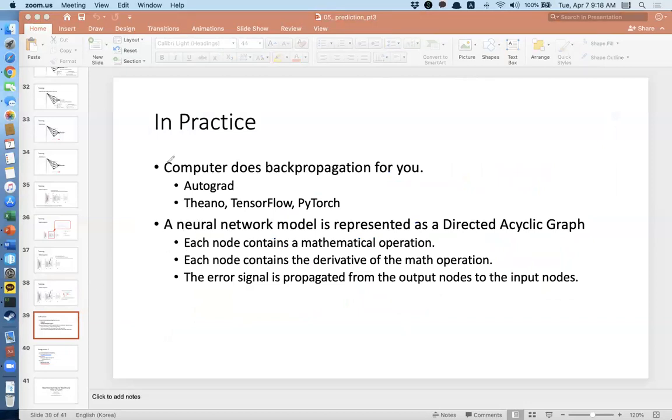All right. So, is there anything that you want me to go over? Anything that you don't understand throughout the chain rule and the backpropagation and all that? Any clarification?